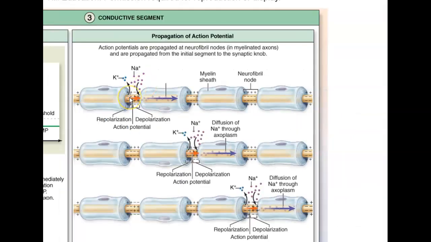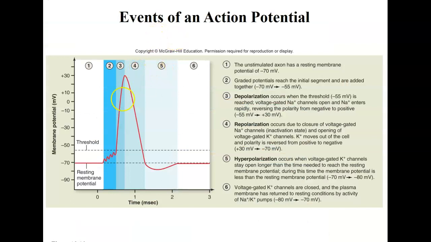As one gate opens, it's going to cause sodium to move in, and as sodium moves in, it becomes more positive in charge, which opens the next gate, and more sodium moves in, which opens the next gate, and so on and so on. So we end up getting what we call a threshold value, a depolarization, and a repolarization, and that's what this is referring to here.